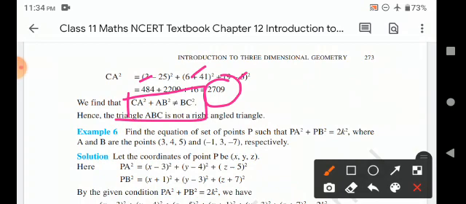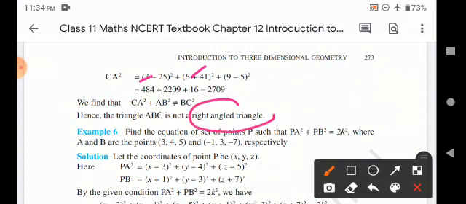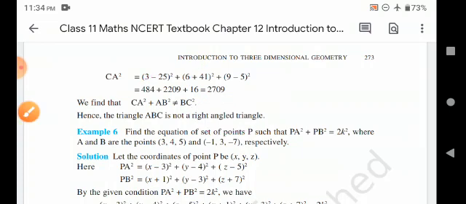Therefore, CA square plus AB square is not equal to BC square. Hence, the triangle ABC is not a right angle triangle because it does not satisfy the Pythagorean property. Therefore, the given points are not the vertices of a right angle triangle.